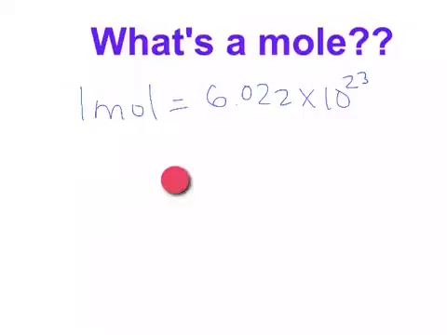So if you have a dozen donuts, you have 12 donuts. If you have a mole of donuts, you have diabetes. Just kidding. You have a lot of donuts there.